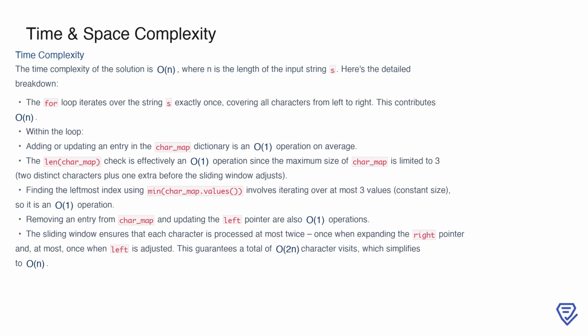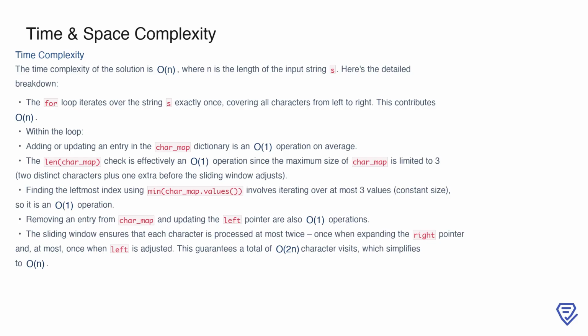The time complexity of this solution is O(n), where n represents the length of the input string. This efficiency is due to the fact that we only iterate through the string once using a for loop, which contributes O(n). Inside the loop, each operation is designed to be constant time. For instance, adding or updating an entry in the char_map dictionary is an O(1) operation on average.